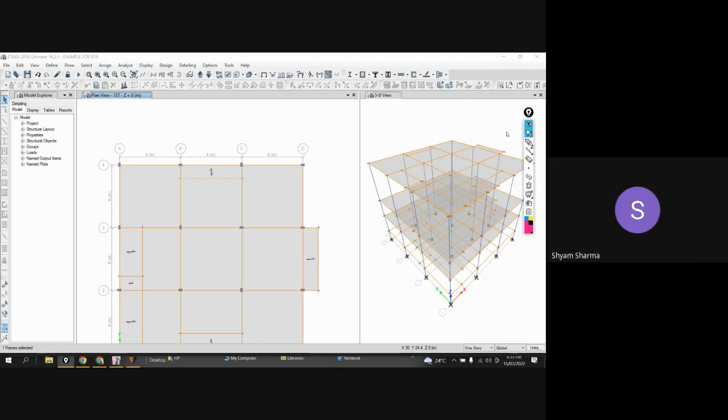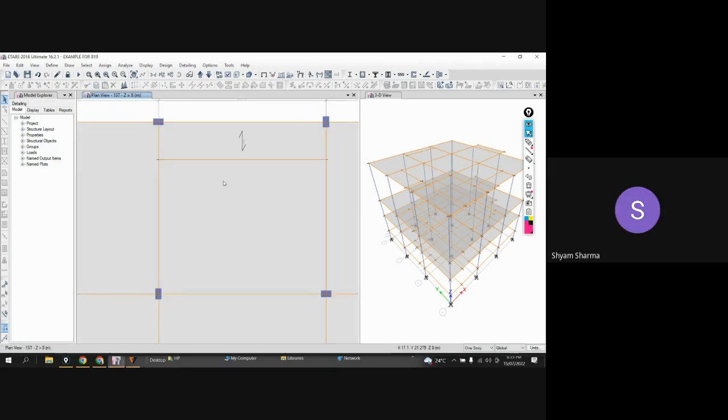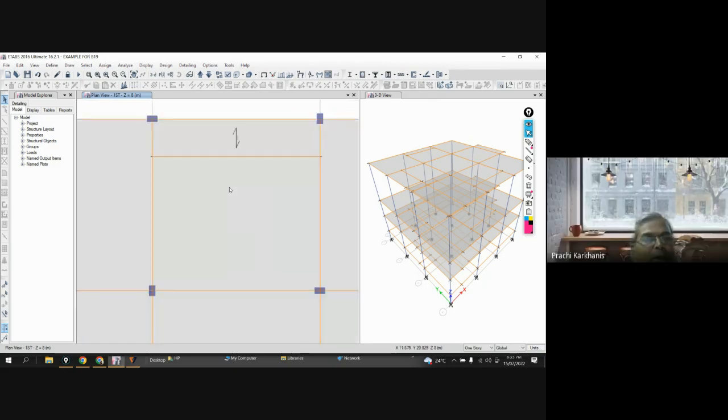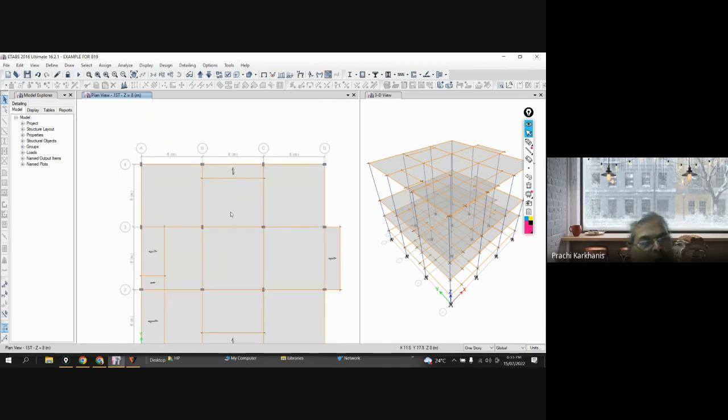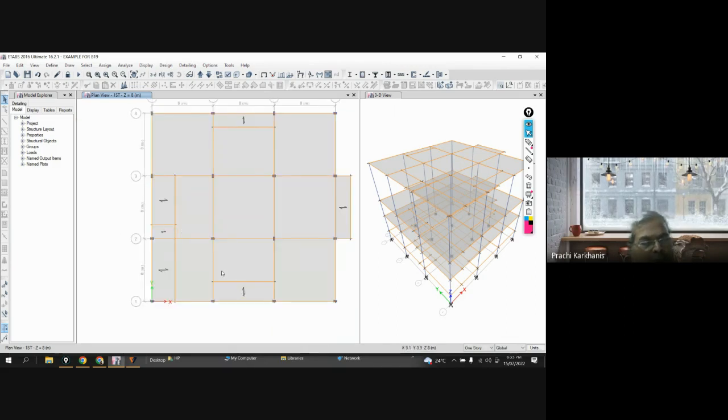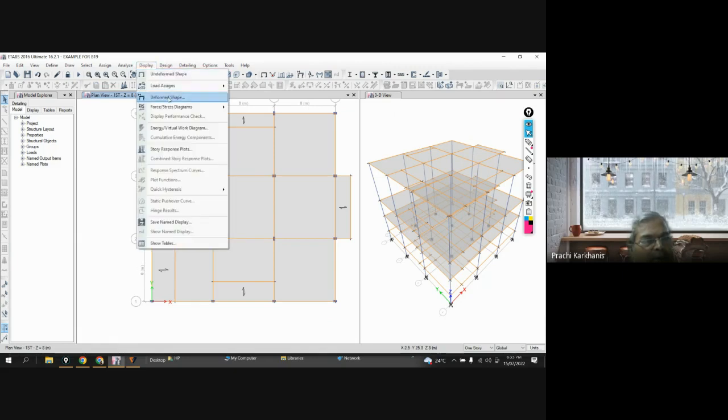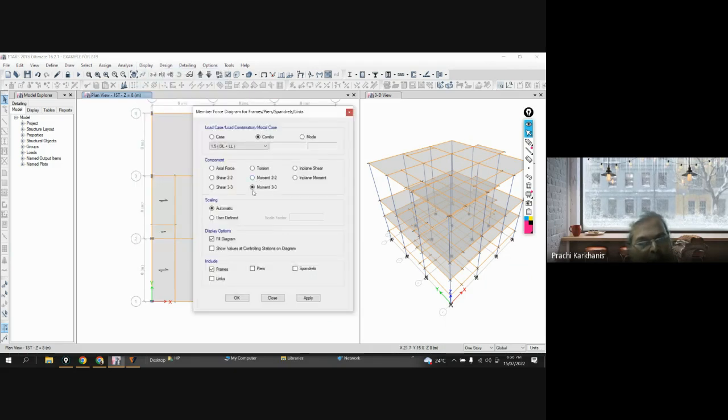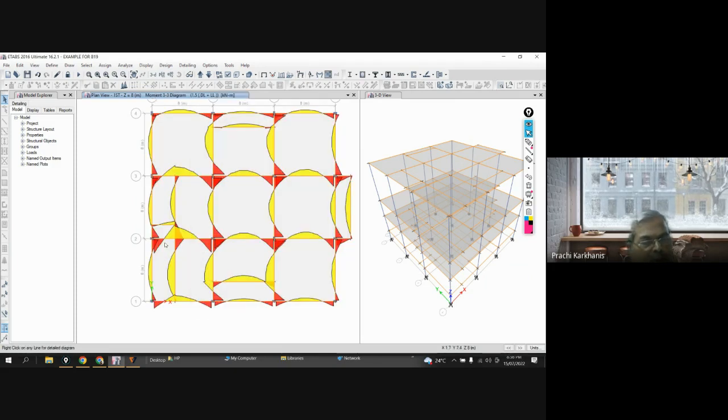Because, sir, there is some partial fixity in it. There is fixity, but let us set aside that fixity a little. Let us think about this beam. If I see the bending moment diagram for this beam, let us see that. So I will go to the force stress diagram and frame, and let us go to M3, 1.5 dead load plus 1.5 live load, and you can see.